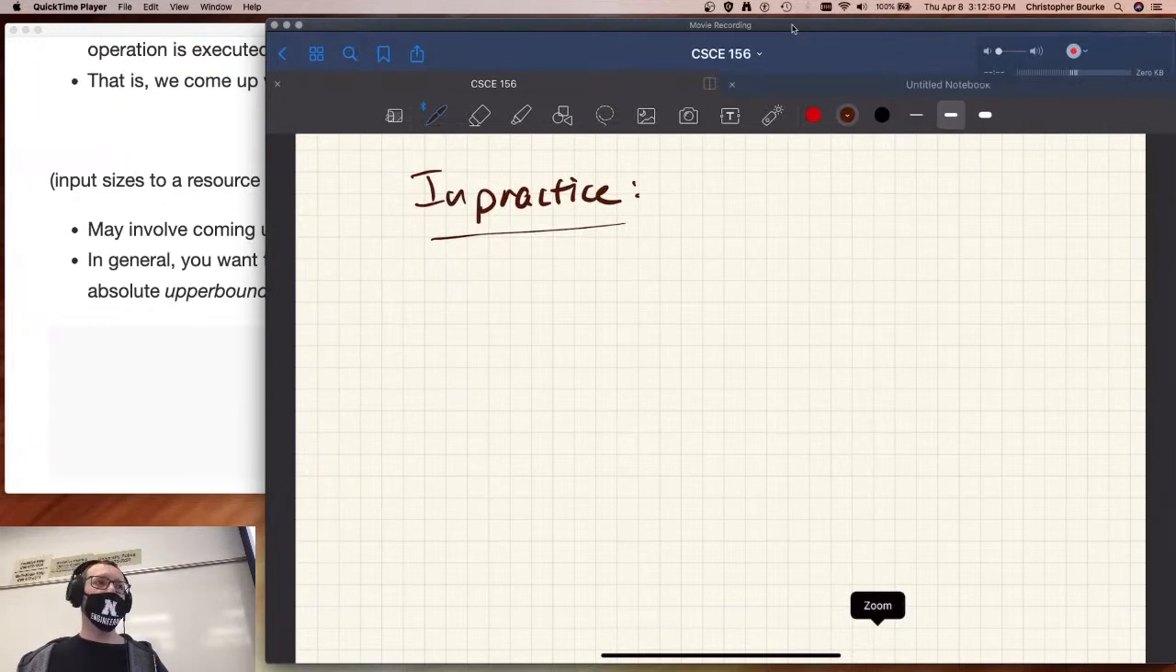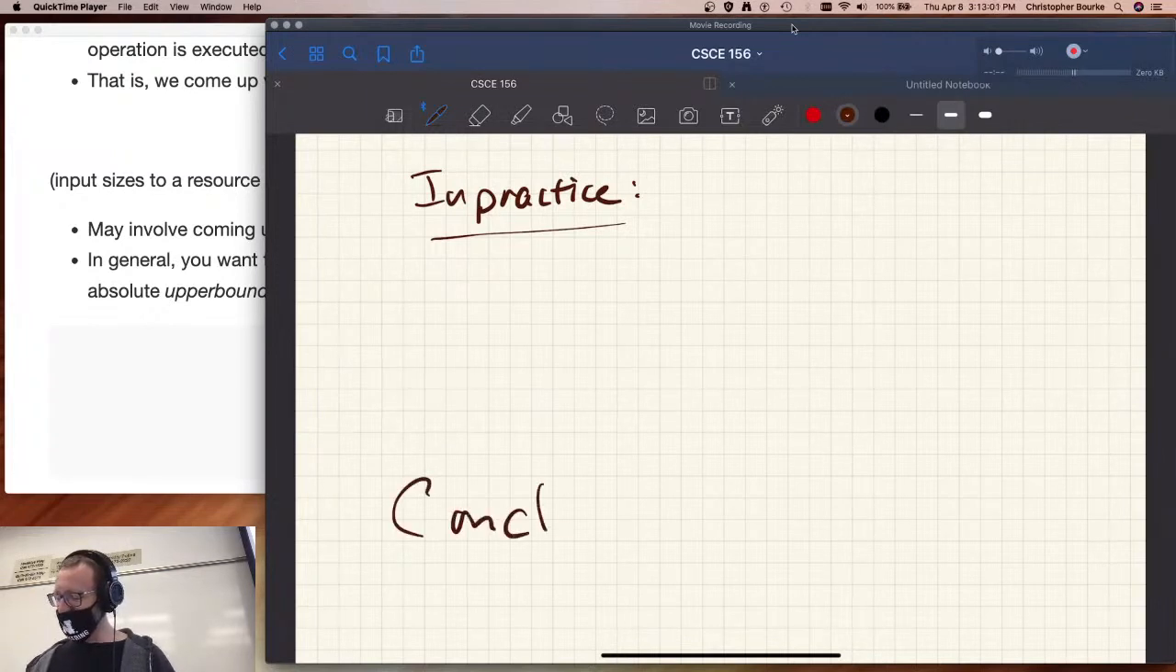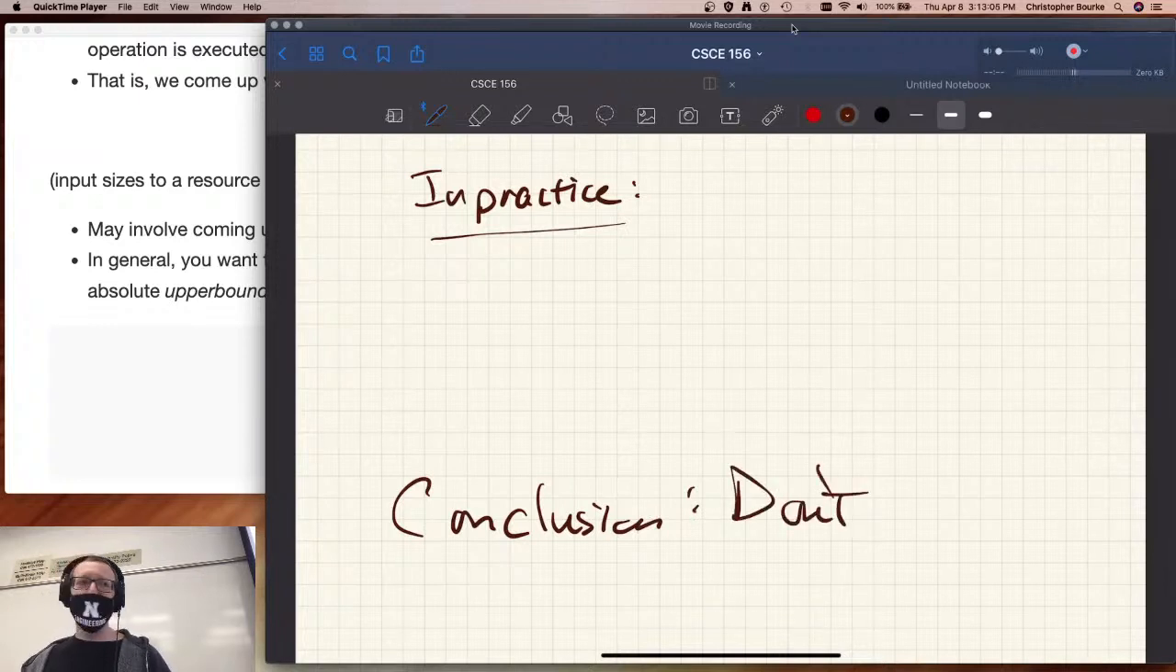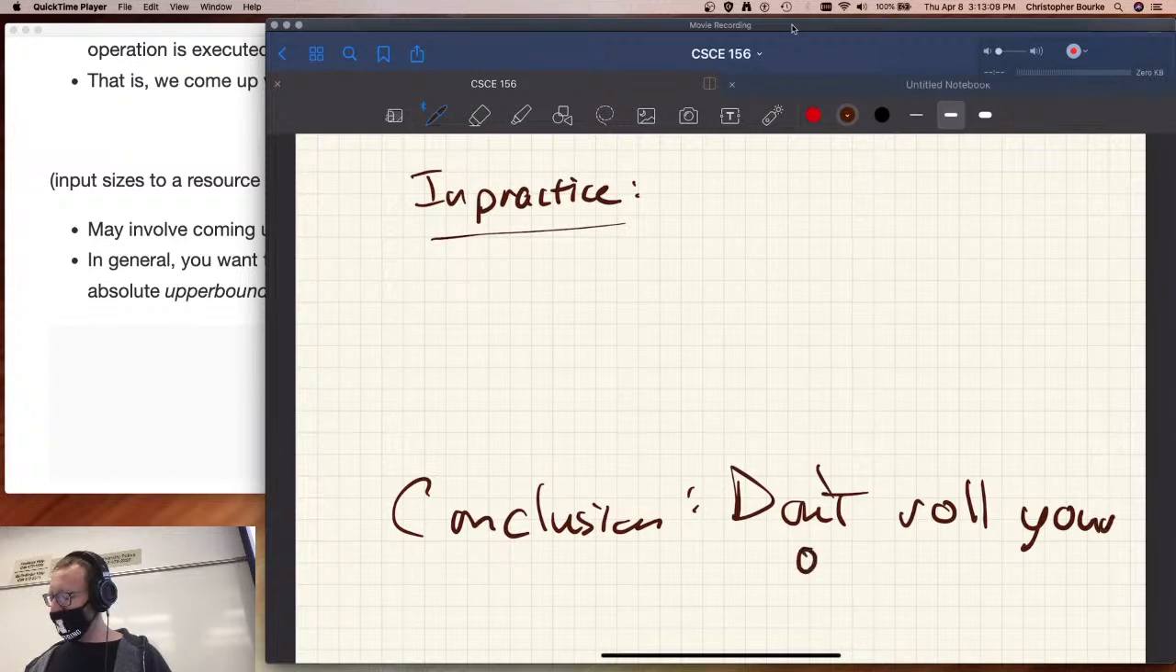What are some other algorithms that we've heard about for sorting? Oh, okay. You jumped right to the conclusion, like always. Conclusion: don't roll your own. Use the libraries.